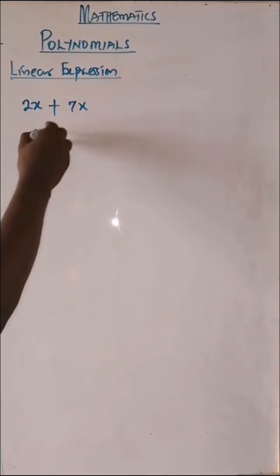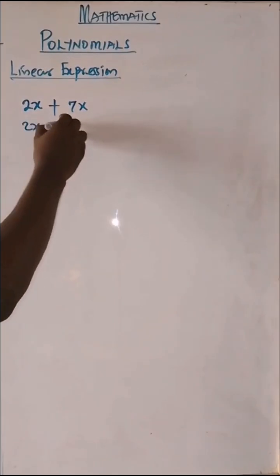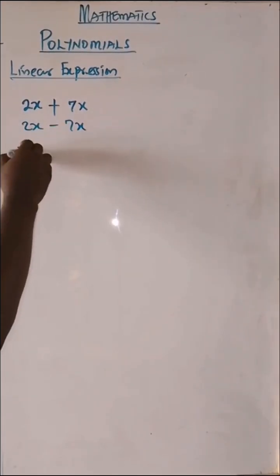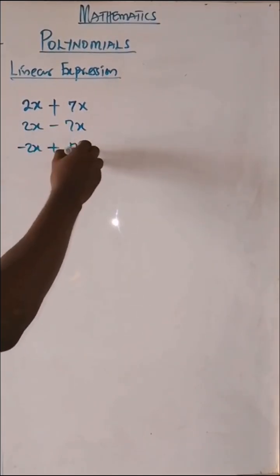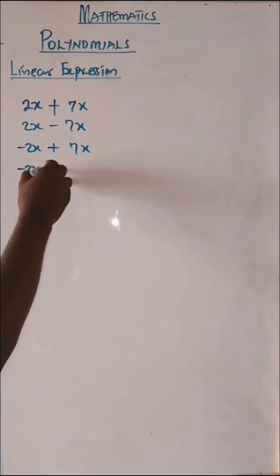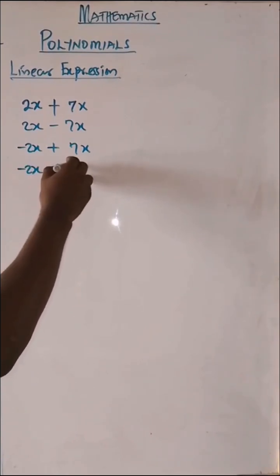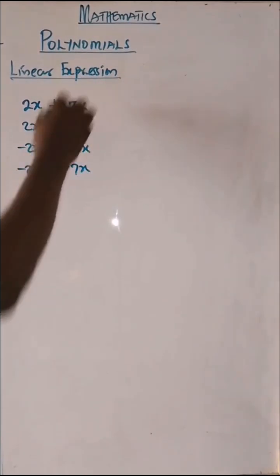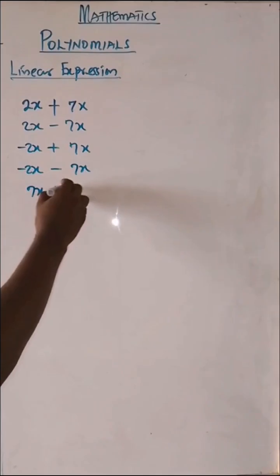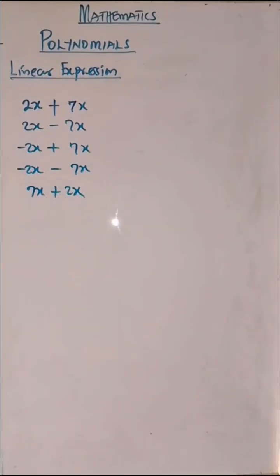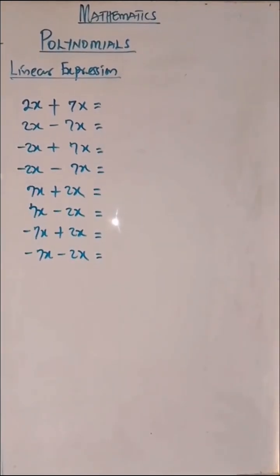If you have 2x plus 7x, what's the answer? 2x minus 7x, what's the answer? Minus 2x plus 7x, what's the answer? Minus 2x minus 7x, what's the answer? Let's start with 7x plus 2x. Note this. What we did for the constant is the same thing we are doing here. Just note that in general, for linear expressions, we add.